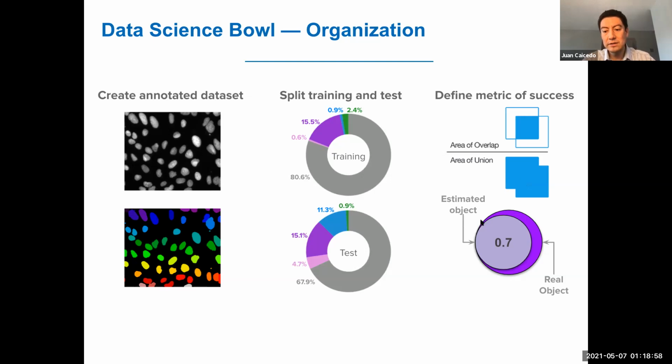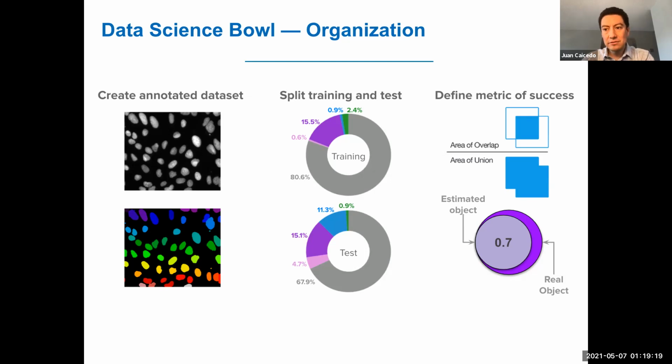Ideally, we want the objects to be exactly the same as the ground truth. But in practice, there is some mismatch that we aim to compute with this metric. And this is the feedback that we give to participants in order to let them know whether they are doing a good job at segmenting the cells in the test set.